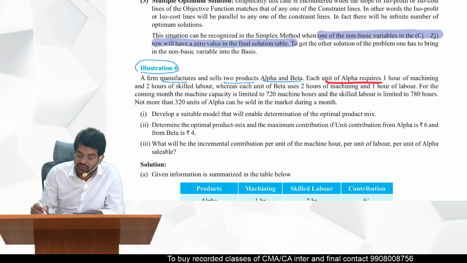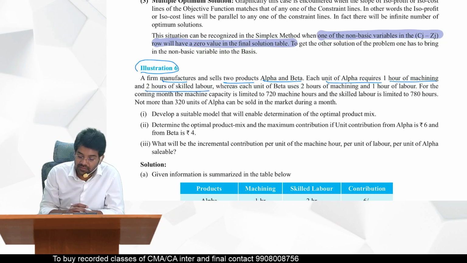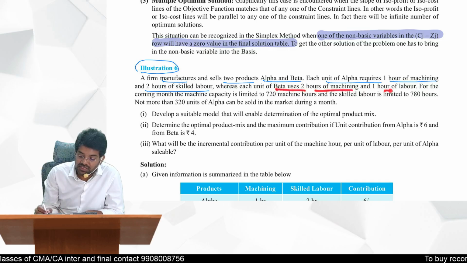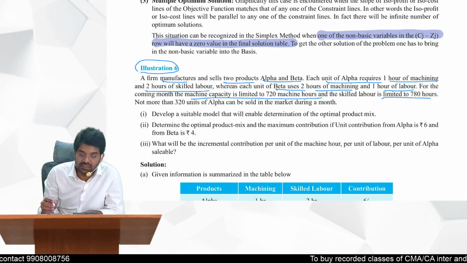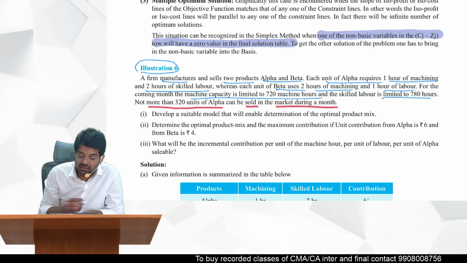Each unit of alpha requires 1 hour of machining and 2 hours of skilled labor. Okay, machining 1 hour required, skilled labor 2 hours, whereas beta uses 2 hours of machining and 1 hour of labor. For the coming month, the machine capacity is limited to 720 machine hours and skilled labor is limited to 780 hours, not more than that. Not more than 320 units of alpha can be sold in the market during a month.